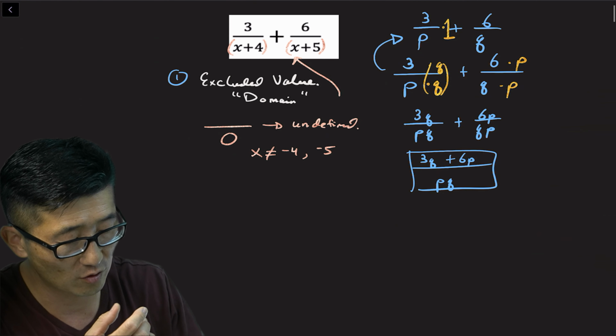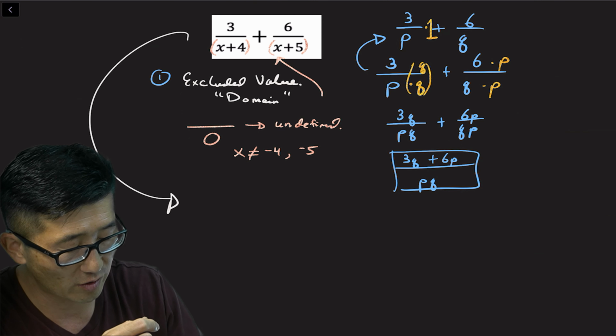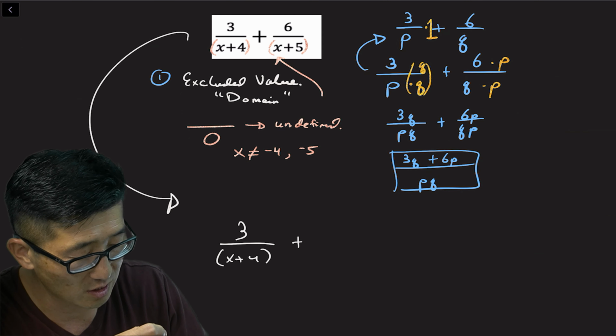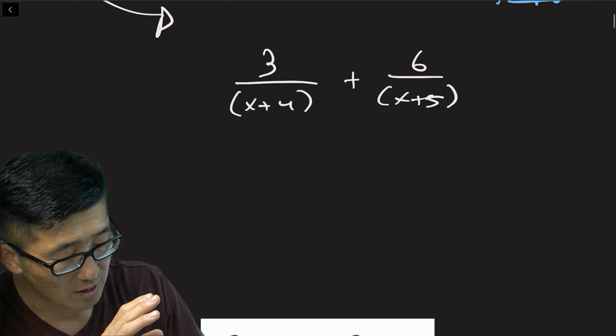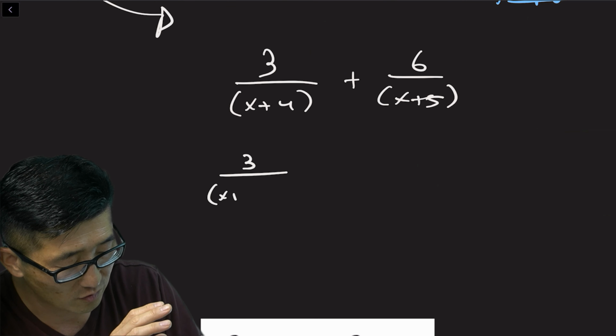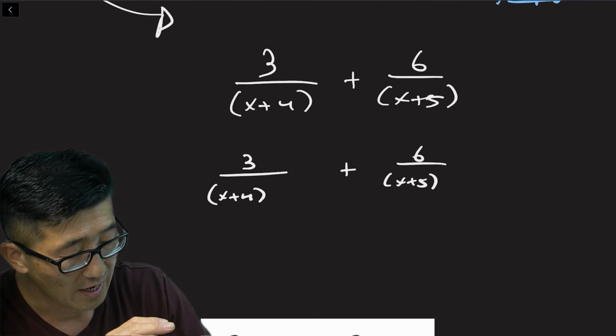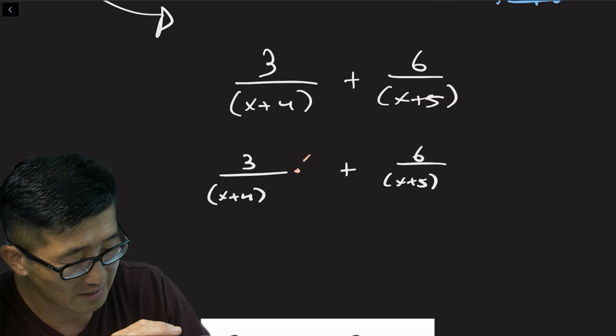So let me zoom out here for a little bit. Let's rewrite the equation right over here. 3 over (x plus 4), 6 over (x plus 5). And again, just like the way we would do any fraction, 3 over (x plus 4) plus 6 over (x plus 5). And now I'm going to multiply by the identity, 1.